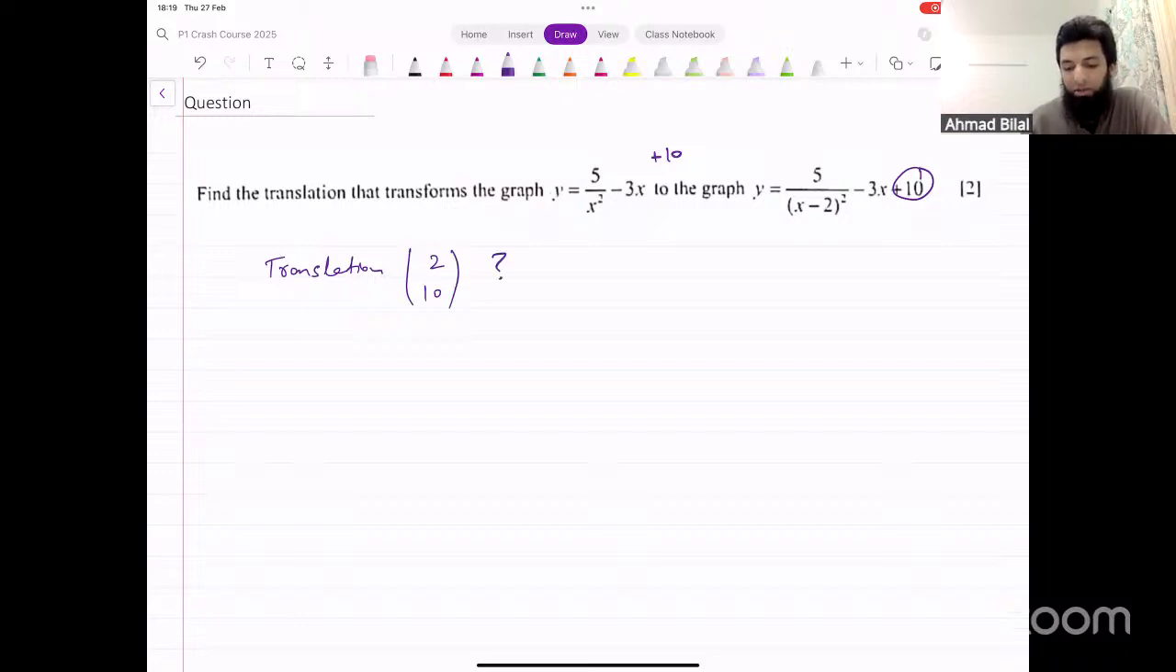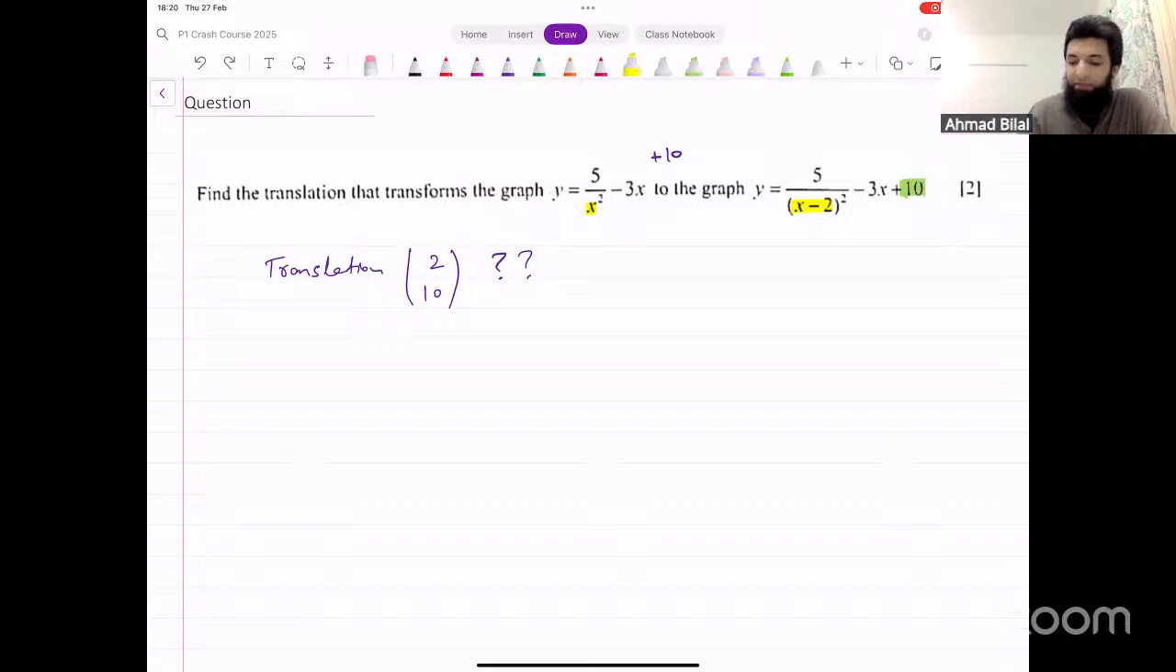Or should it? That's not actually correct. It's not (2, 10). It looks obvious that it's (2, 10), but it's really not. You are saying it's a horizontal translation of 2 units to the right because x is changing to x minus 2. That's what you're thinking, right? And then outside the function, you have 10 added, so it should be 10 here.